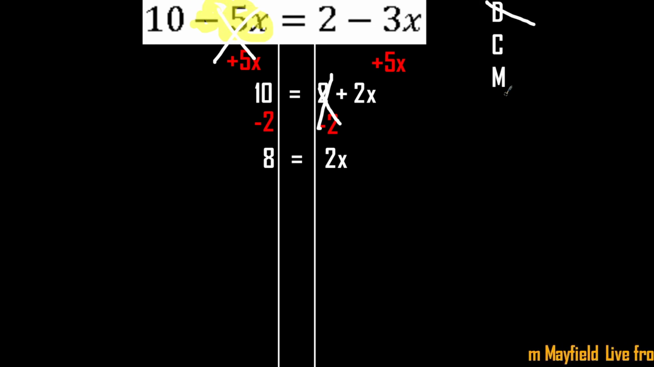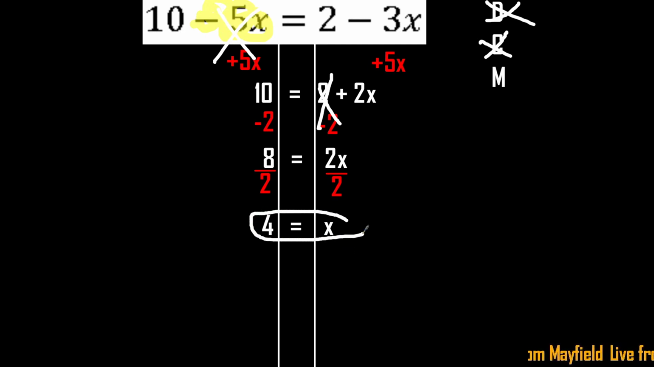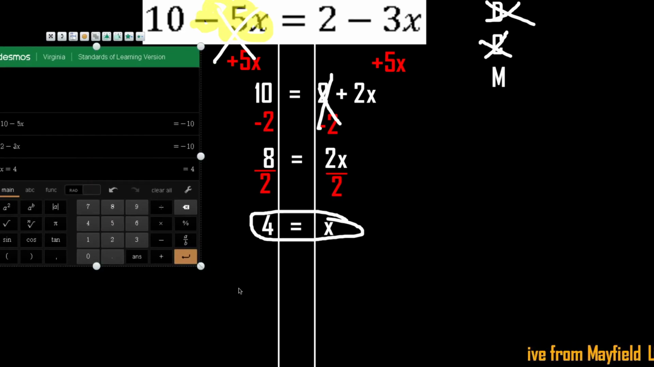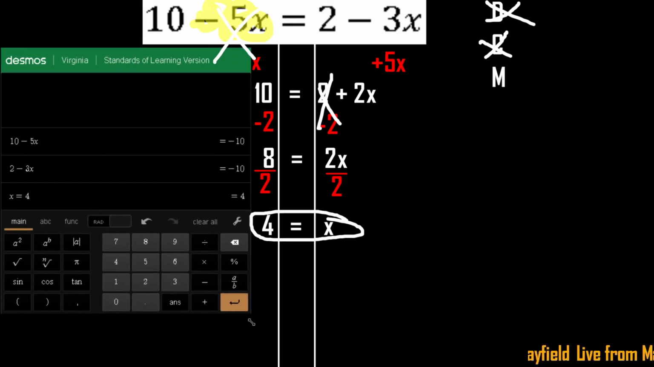Always divide by the coefficient. That means our multiplicative inverse property. And so we divide by 2 to both sides, and we end up with x equals 4. Usually I like to circle my answer so that way I know what to check with. And so when I do check, again, you can type it in for yourself using that calculator.